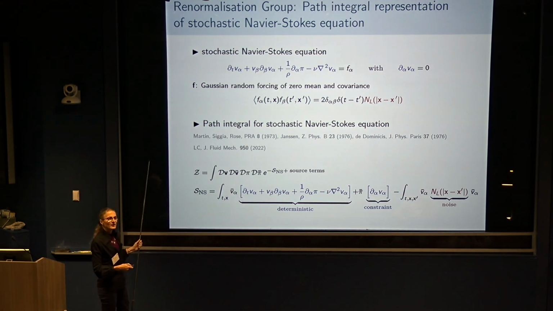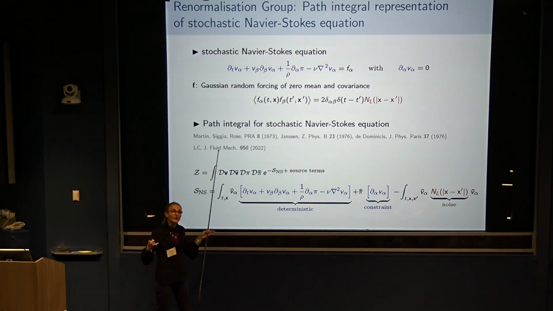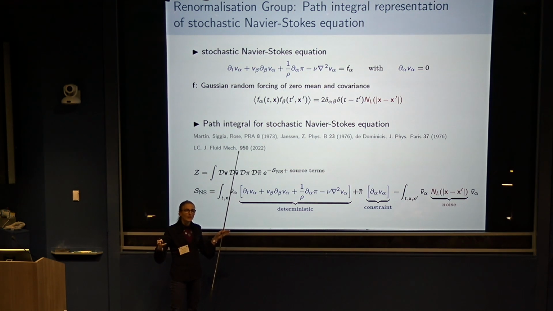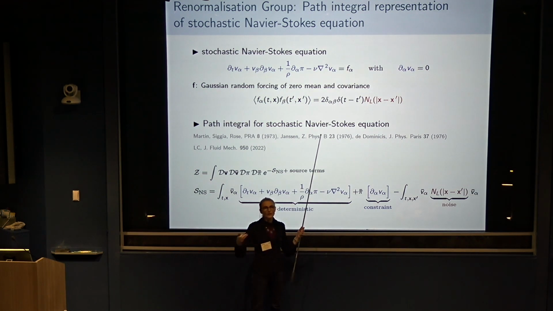Yes? How do you encode the initial data in the path integral? You don't. You can, but they come as boundary terms if you insist on that. But here we are really interested only in stationary properties. And instead of averaging over different initial conditions, we average over different realizations of the forcing. And in fact, to describe the universal properties, this is equivalent.